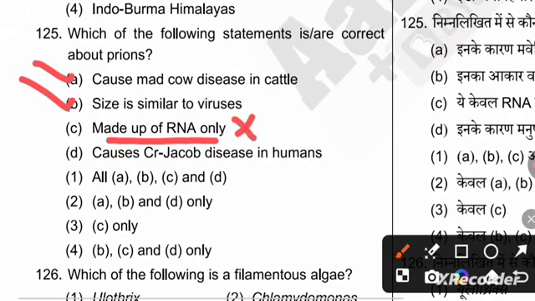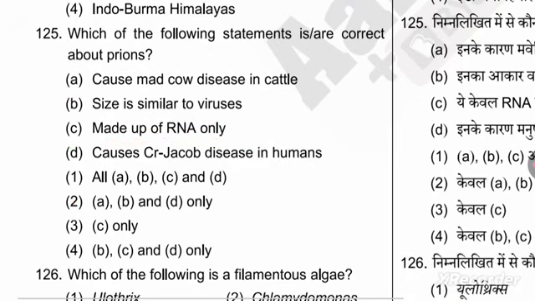It is the wrong one, because prions are made up of protein only, and prion causes Creutzfeldt-Jakob disease in humans. That is also the right one. So A, B, D statements are correct. So option 2 is the right answer for this question. Let us move to the next question.